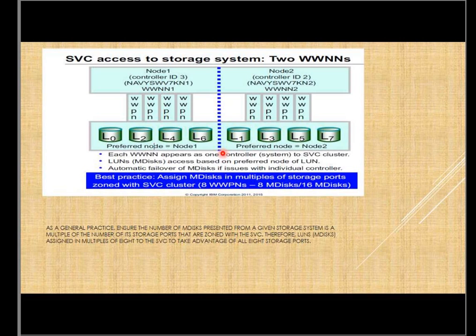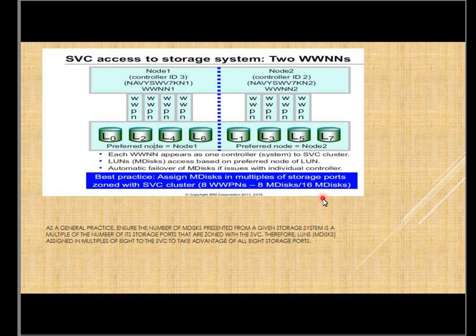Okay, so there is a best practice that they are discussing. They say that depending upon the number of volumes and the number of ports that provide connectivity between the backend storage subsystem and the node, we should assign it in multiples of those number of ports. Basically, it is just a best practice so that there is load balancing happening across all the ports.